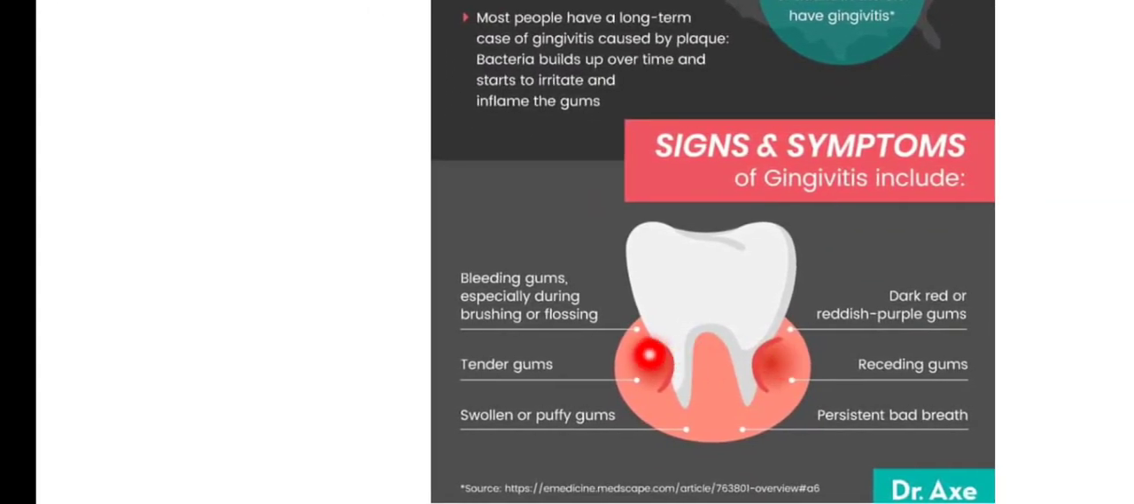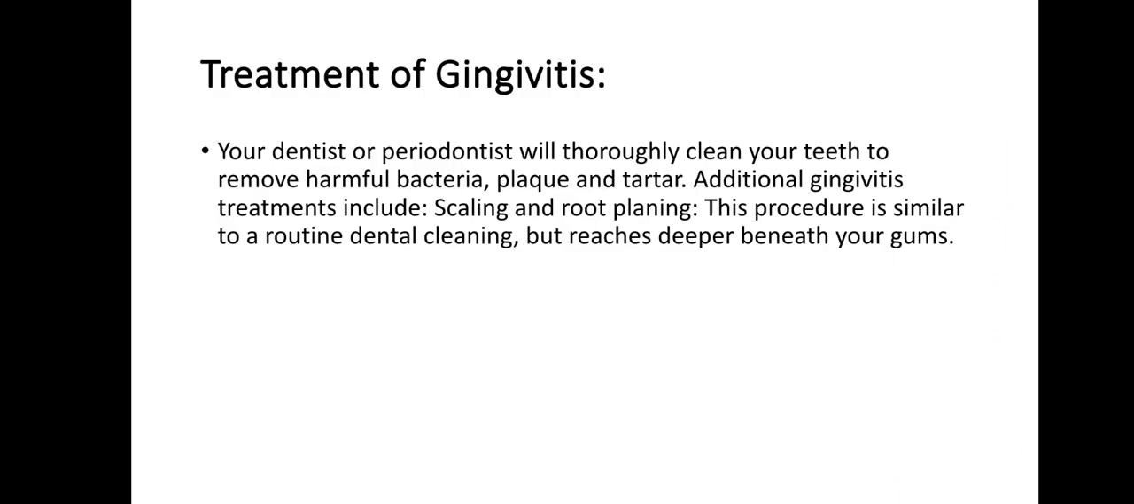The teeth are surrounded by swollen gums, dark red or reddish purple type gums. And we can say persistent bad breath, bleeding gums, tender gums or puffy gums; these are the conditions depending upon the severity of the infection.